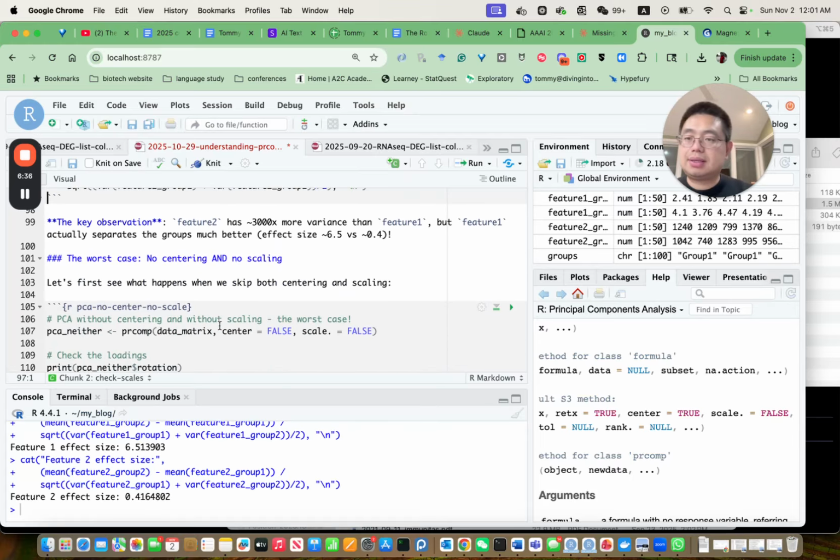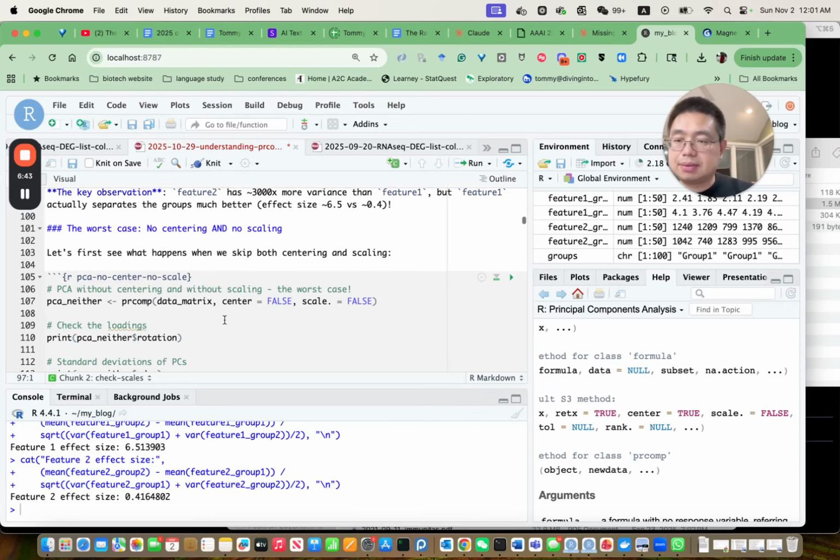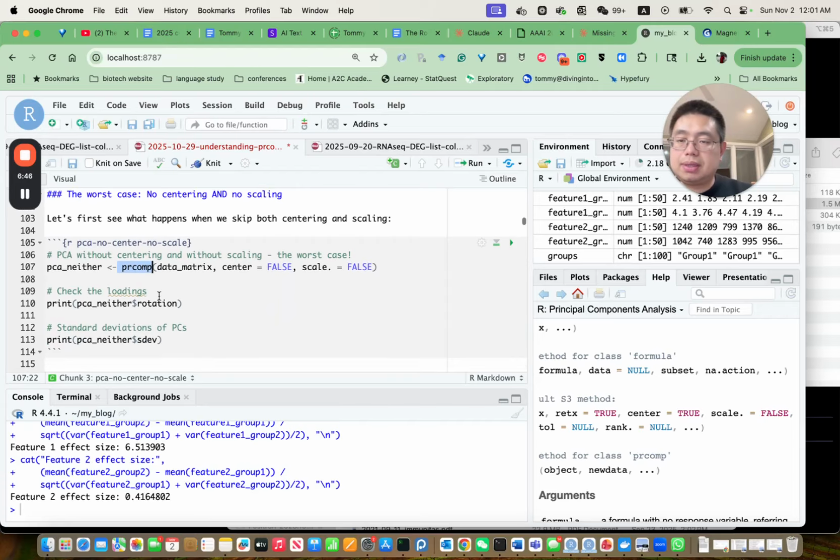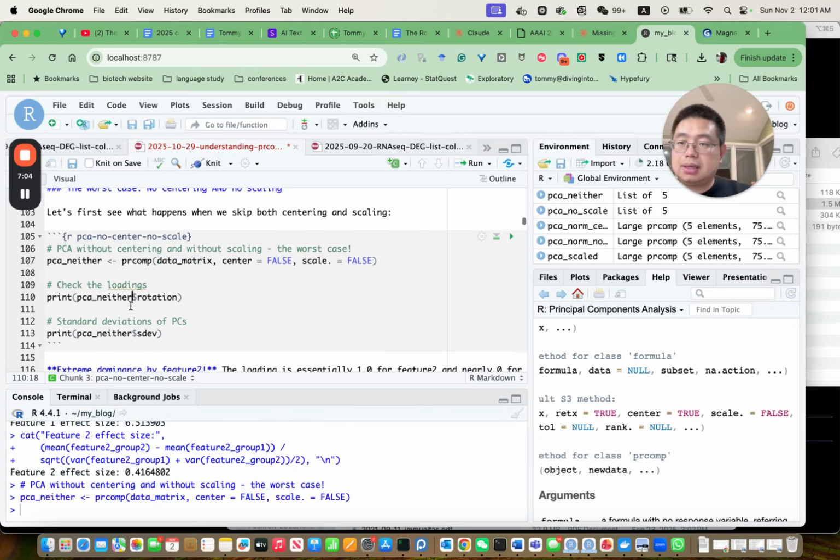So now let's first see what happens when we skip both centering and scaling when we do principal component analysis. We use prcomp, data matrix, and center equals false and scale equals false. By the way, usually prcomp accepts this data matrix where rows are samples, columns are features. Okay, so if we do that, then we can check the loadings by accessing the rotation.